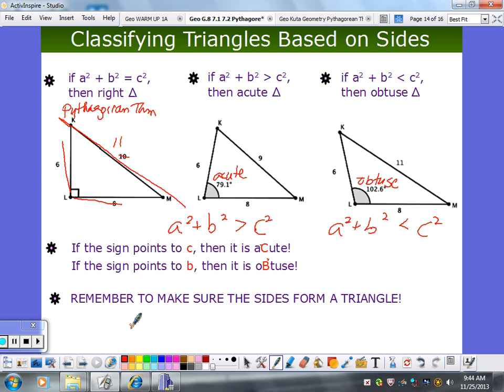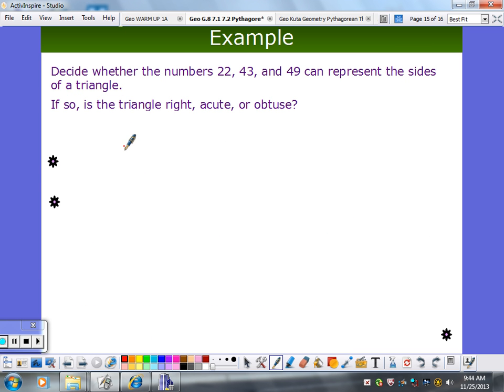All right. So the other thing you got to watch out for is if I give you some sides and I say, is this acute? Is it right? Is it obtuse? First of all, make sure it's a triangle, because it could be a trick. So let's see. Decide whether the numbers 22, 43, and 49 can represent the sides of a triangle. So you do that first.